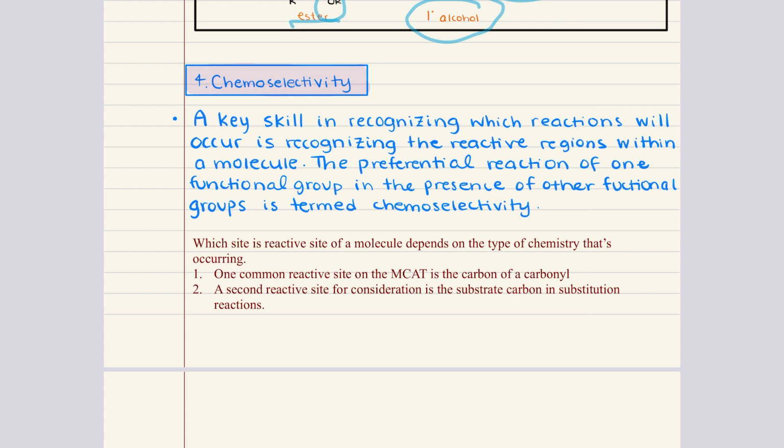A key aspect of understanding organic reactions is recognizing which sites in a molecule are most reactive and how different functional groups behave in the presence of one another. This concept is known as chemoselectivity, which refers to the preferential reaction of one functional group over others when multiple reactive sites are present in a molecule. Recognizing chemoselectivity is essential for predicting reaction outcomes and also for understanding selectivity in chemistry.